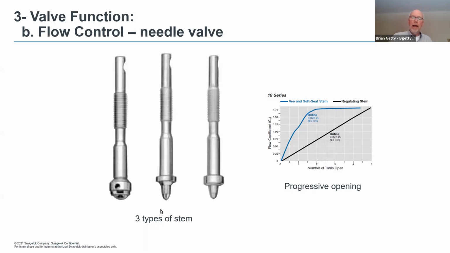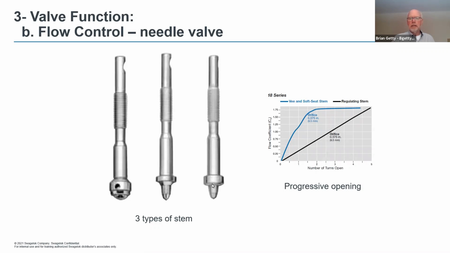Whereas when we get into your different stem tips, these are regulating stem tips. One has a metal-to-metal seal, and the other one is a soft seal. But you can see this section here. This is the section of your valve which actually gives you your regulating stem tip. It's here, and on this one, it's here. You can see both of them have the same shape.